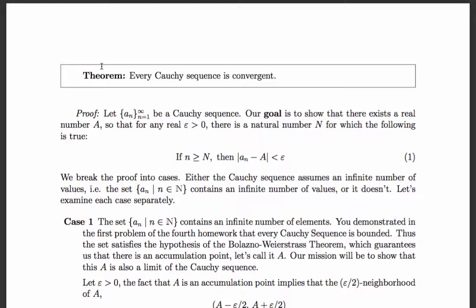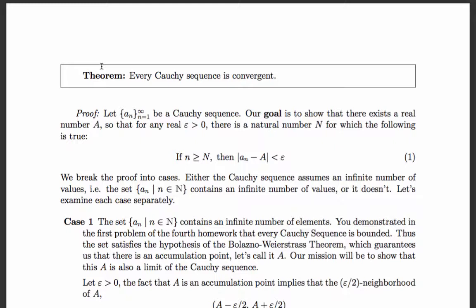Okay, let's prove the theorem. Every Cauchy sequence is convergent. Suppose a_n is a Cauchy sequence. All right. Our goal is to show that it's convergent. What do we mean by that? Our goal is to show that if a_n satisfies the definition of Cauchy, it therefore satisfies the definition of convergent.